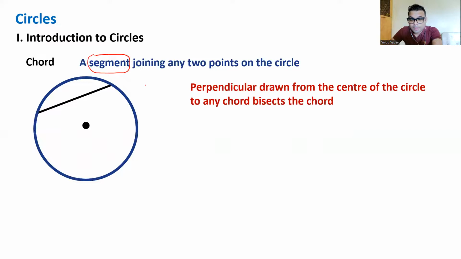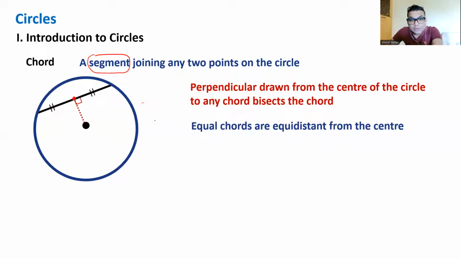Now some properties of chords. A perpendicular drawn from the center of the circle to any chord bisects the chord. It is very useful and will be used quite frequently in the questions. If you draw a perpendicular from the center to the chord, this red line, it bisects the chord, meaning this point is the midpoint and both halves are equal. Equal chords are equidistant from the center. So a chord of the same length will be at the same distance from the center.